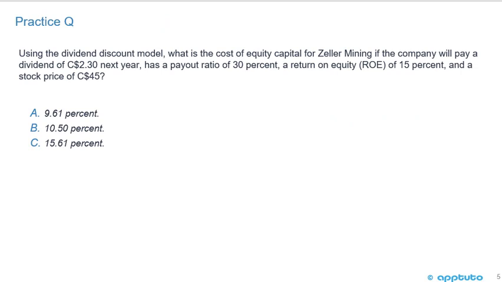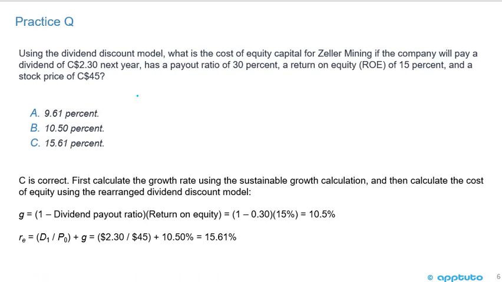So let's just do a quick practice question to test ourselves on that. Using the dividend discount model, what is the cost of equity capital for Zeller Mining if the company will pay a dividend of Canadian dollars $2.30 next year, has a payout ratio of 30% and a return on equity of 15% and a stock price of Canadian dollars 45? Is the cost of equity A, 9.61%, B, 10.5%, or C, 15.61%?